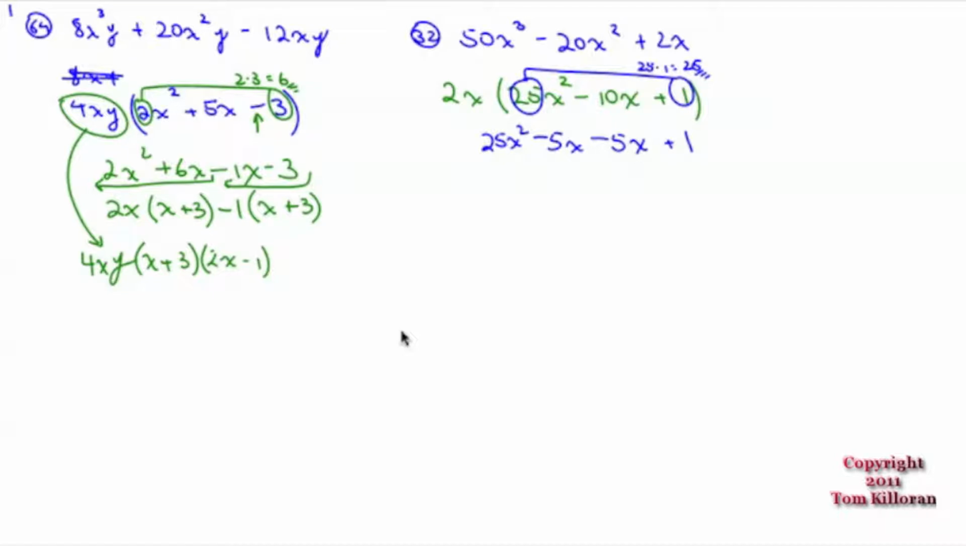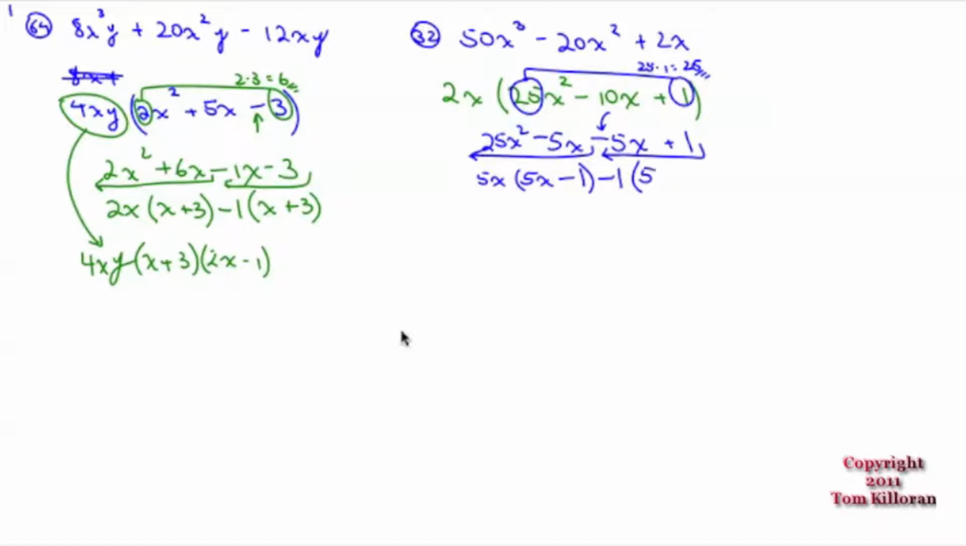And then just group and factor. GCF of the first two? 5x. Left behind? Careful. 25 divided by 5? 5. Yeah, 5x minus 1. Negative 5x divided by positive 5x is a negative 1. What's the GCF of the second two? Careful. If it starts off with a negative, you pull out negative. So it'll be negative 1. Left behind?